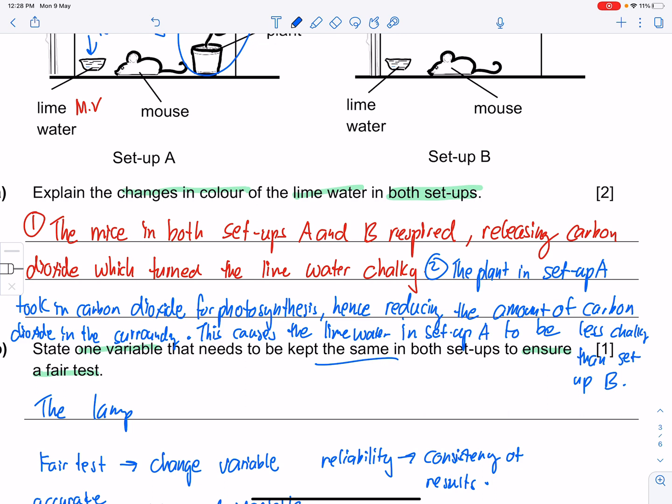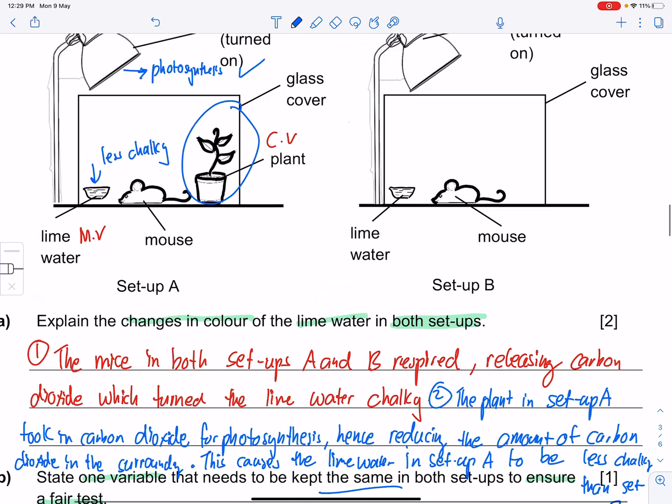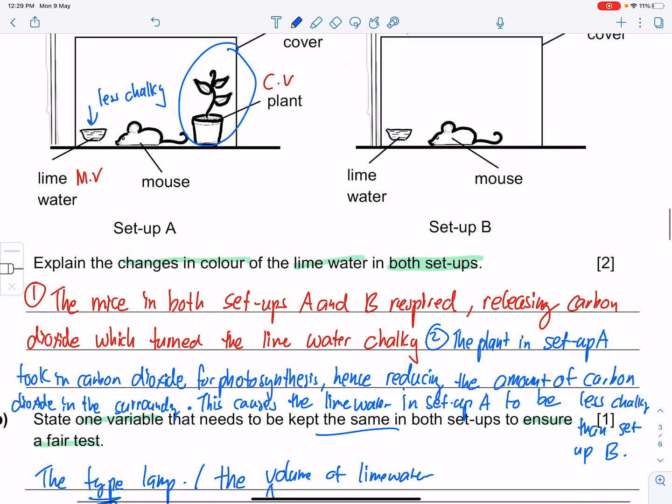This is wrong. Okay, what you meant to say was the type of lamp. There must be some quantifying word at the front. Or you can say, some of you go, the lime water. No. The quantifying word will be the volume of lime water. Okay? So you cannot just say the container, or the glass cover.